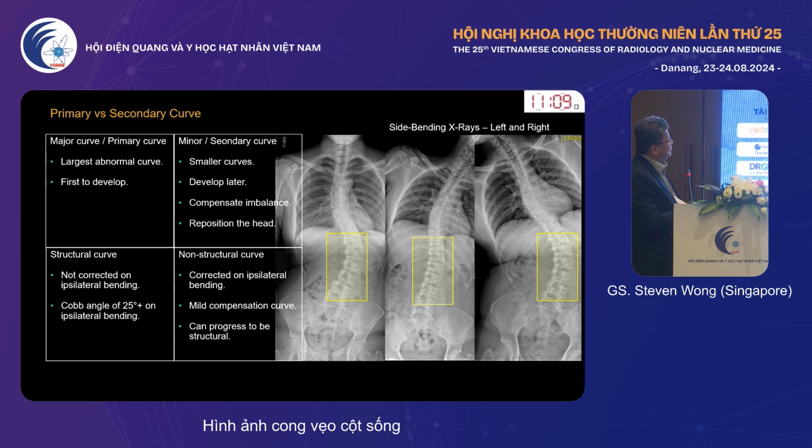So the primary curve is the largest abnormal curve that you have. So you determine that, right? And it's the first one to appear. The rest, the minor or secondary curves, are the later curves, right? And they are basically to compensate for the loss of alignment, loss of sagittal alignment of your spine, and is literally meant to move your cervical spine and the base of skull back to midline as much as possible.